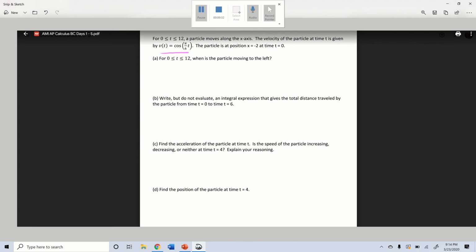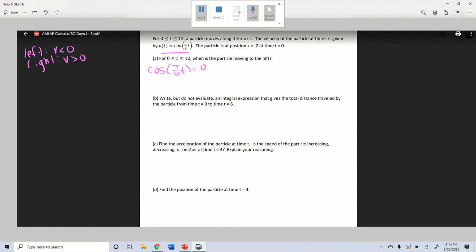So for part A, we want to decide when that particle is moving to the left. When it's moving to the left, that would mean the velocity is negative. When it's moving to the right, that would mean that the velocity is positive. So what we really need to do is find when the velocity is equal to 0. So we are going to set cosine of pi over 6t equal to 0, and then we need to solve that.